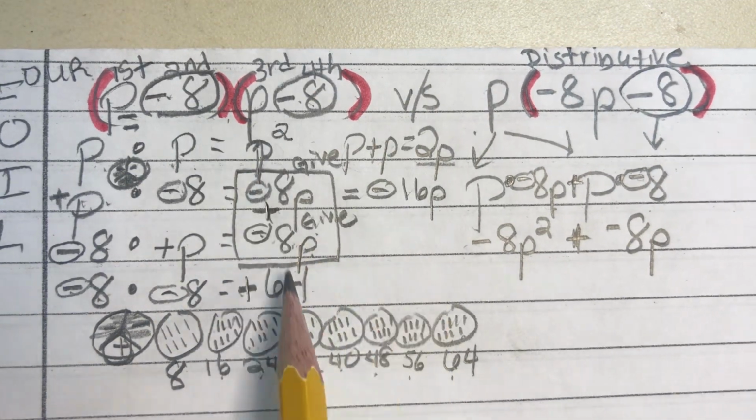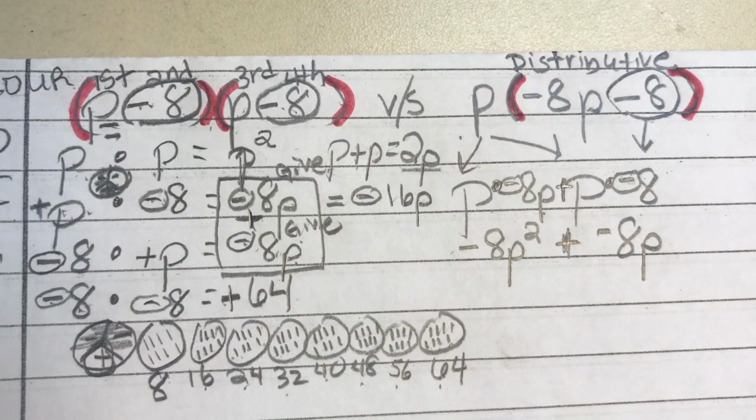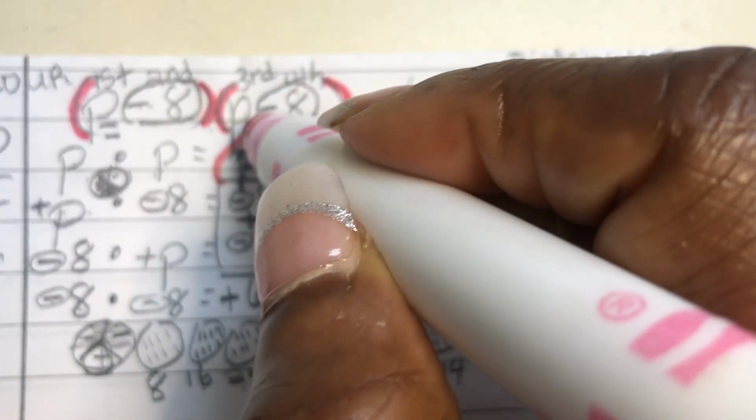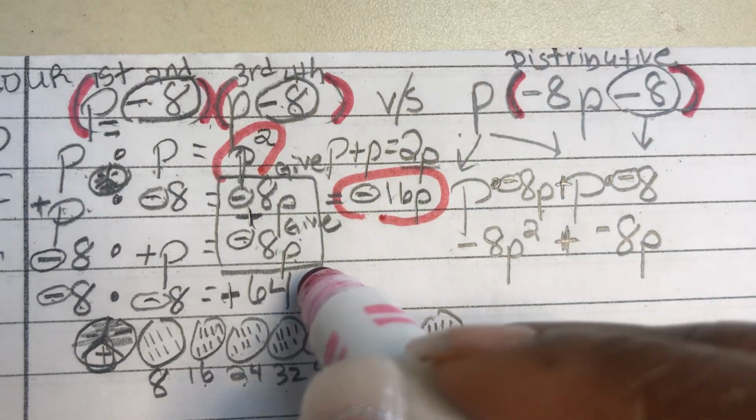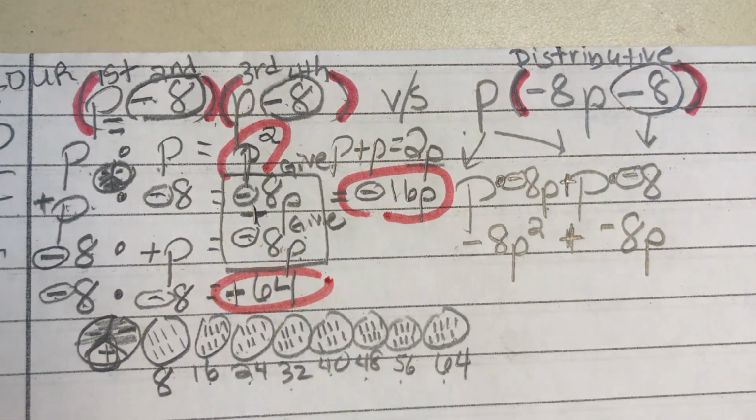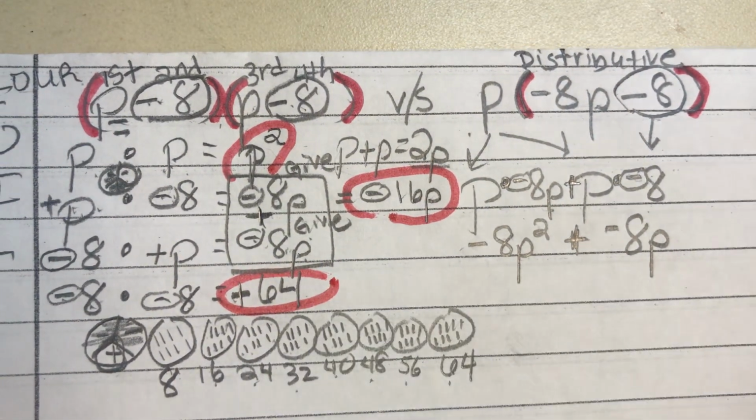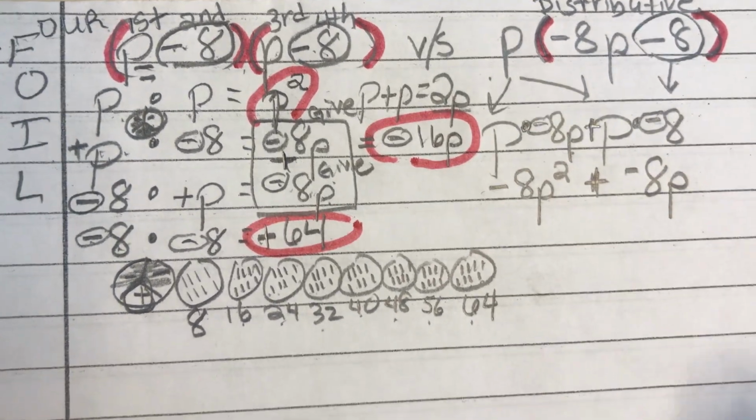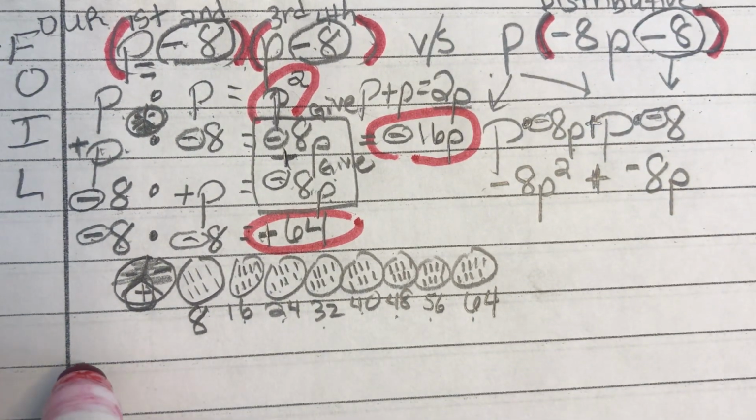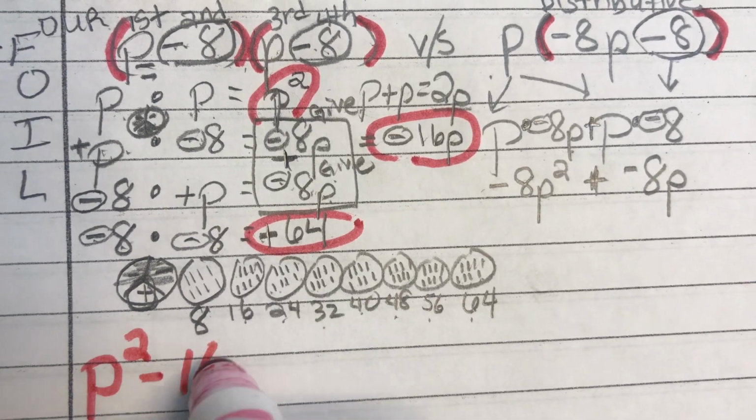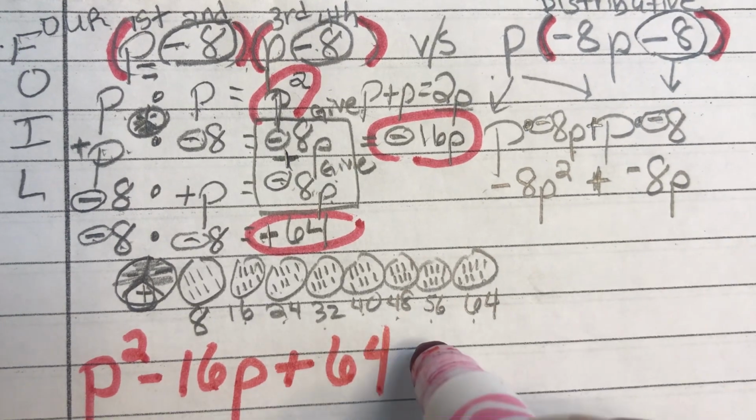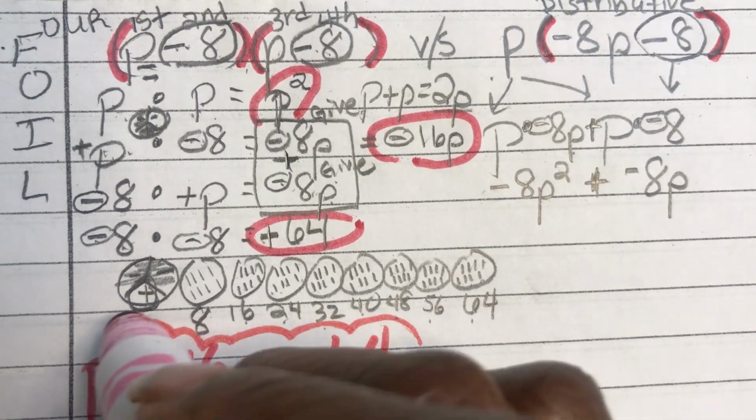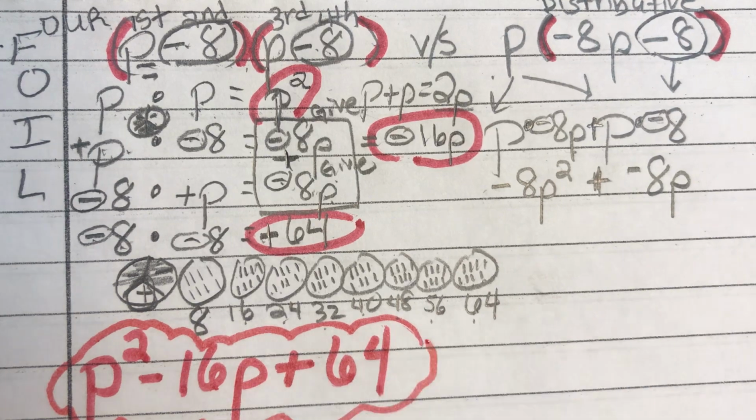So these 3 are our answers. P squared minus 16P plus 64 is your answer. So I'm going to write that down here. So we have P squared minus 16P plus 64. And that's it.